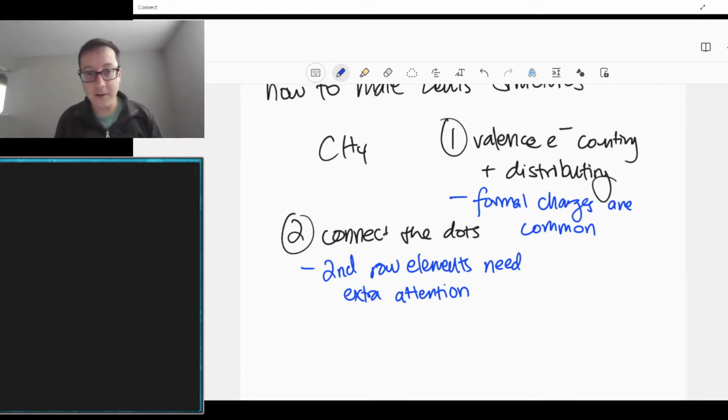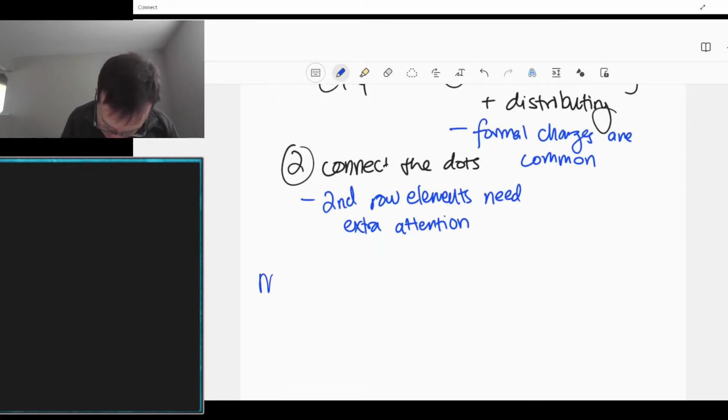So let's go with the valence electron counting and distributing method first. We'll do that one first. Method one.